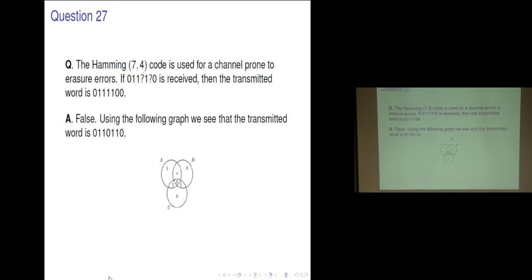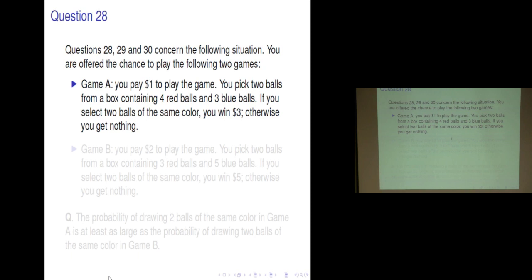So let's see. In this case, if you look at circle A, you can solve x equals 0, because to make the total number of ones in A even, x has to be 0. So if x is 0, then y has to be 1. So in other words, the fourth digit is 0, the sixth digit is 1. But this is wrong, so the correct word should be this. So the answer is false, and you get this. Is this correct? You agree? Okay, good. So we are moving quite fast.